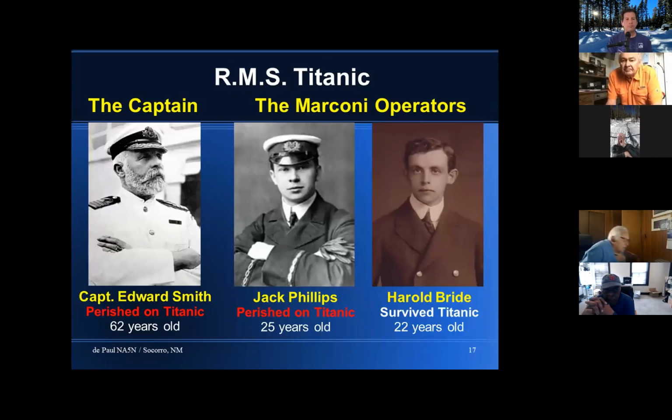Okay, here are the parties involved. The captain, Edward Smith. Edward Smith was a lifelong mariner. He was 62 years old, and he planned on retiring from the White Star Line, the company that owned Titanic, after this ship. He had also commanded the Olympic, the sister ship, on her maiden voyage in 1911.